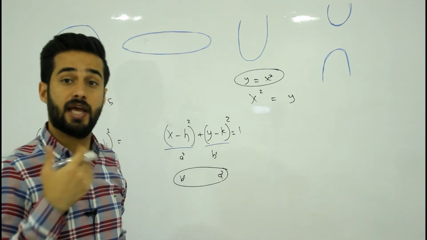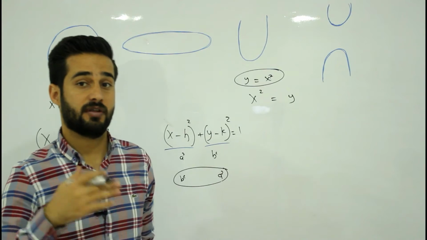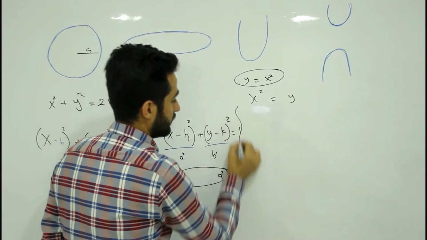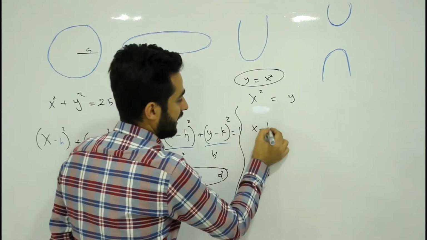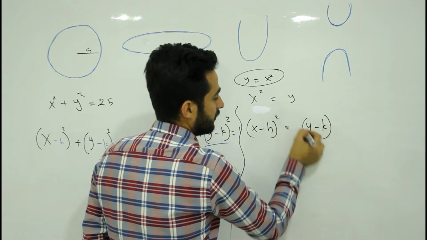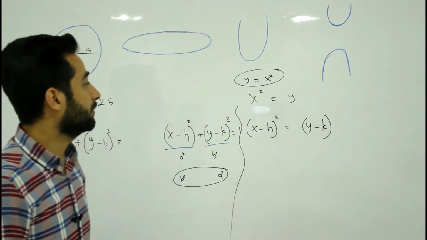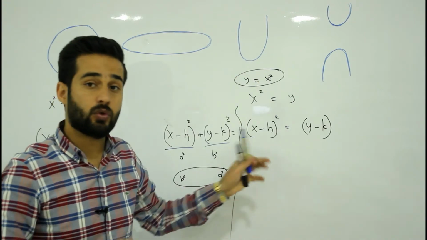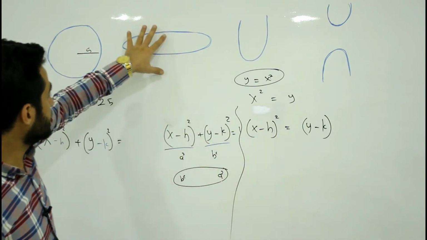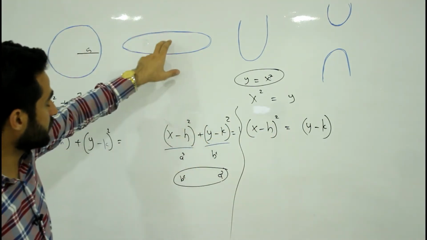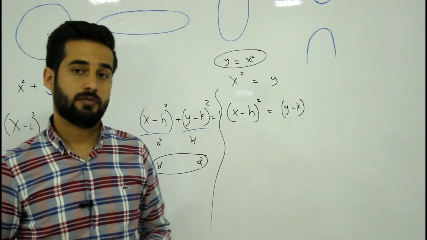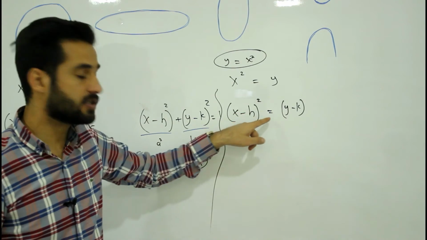How can we change it? X has h, the horizontal change, and y has k, the vertical change. So we can say x minus h squared is equal to y minus k, only, not squared, okay? Be careful. In a parabola, only x or only y is squared. But in a circle, hyperbola and ellipse, both x and y are squared.